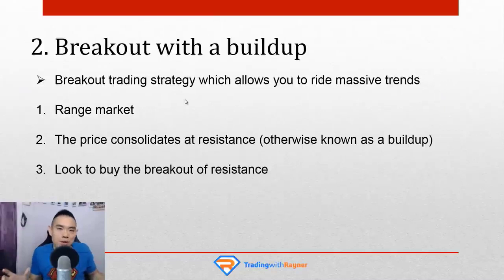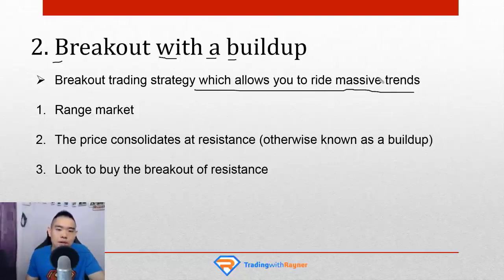The breakout with the build up. If you take the letters B, W, A, B, I call this the BWAB trading strategy. Let's say it together. The BWAB trading strategy. This is simply a breakout trading strategy which allows you to ride massive trends because you are entering at the nascent stage of a new potential trend.